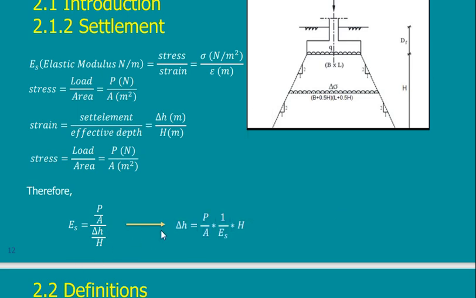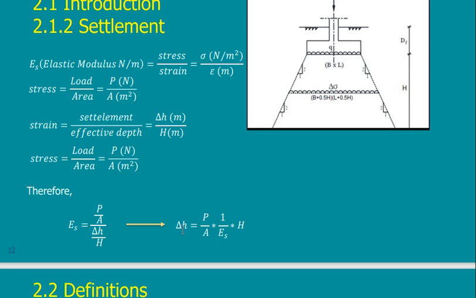This equation says delta H is the settlement, P is the load of the column, A is the area of the footing, the initial area of the footing. 1 over Es is the E of soil. H is the height of the compressible layer. So if I use this equation, I just put H I know, Es I know, P I know, A I know, everything I know, then I will get a settlement.